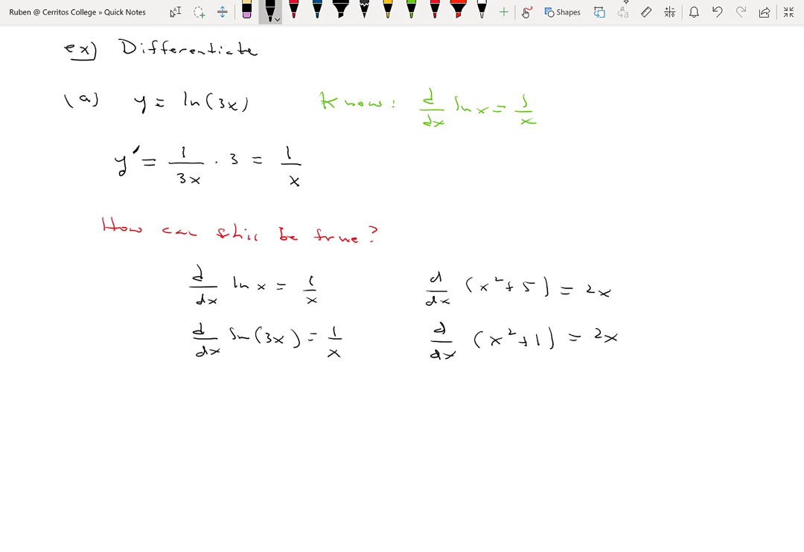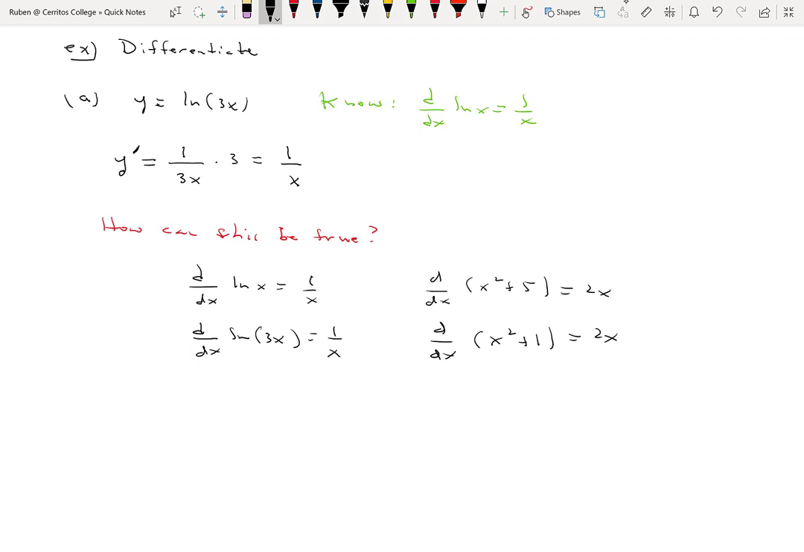Well, the functions are just shifted up and down. The functions are just translated vertically from one another. Remember, the derivative of a function doesn't tell you anything about y values. It tells you about slope. So x squared plus 5 and x squared plus 1 are just vertical translations of one another. The slopes are exactly the same.